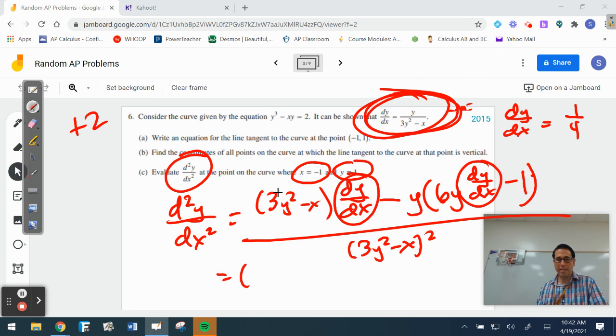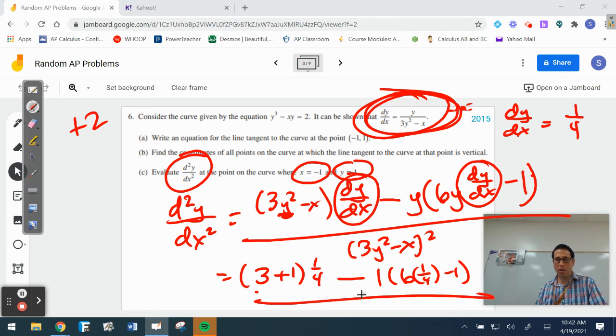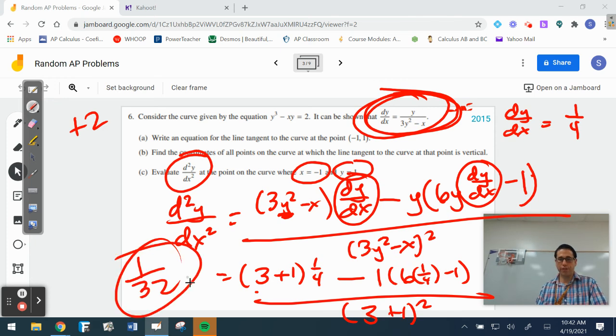So it's going to be 3 times y squared. So that'd be 3 minus -1, which would be +1. I've got a 1/4 there. Look at how sweet that is. Minus y is a 1 on the outside, and then 6 times 1 is that. Then I have a times a 1/4 minus a 1, all over. If I multiply the bottom, if I put a 1 in there, I get 3. If I put a negative 1 in there, 1, and then you square it. And if you do all of that correct, you get 1/32.